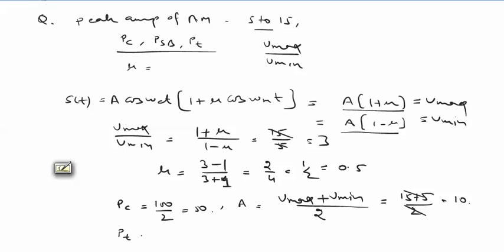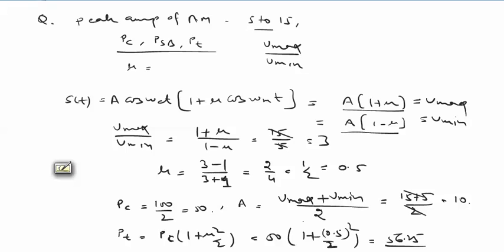If PC equals 50 watt, the PT is easily calculated from this expression: 50 times 1 plus 0.5 square divided by 2. By solving this expression, we get result 56.25. Sideband power means total power minus carrier power. So we get sideband power. We can apply the formula also here. Result will be same. Now we start with multi-tone amplitude modulation.